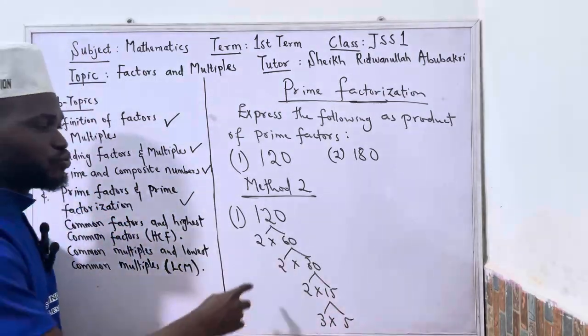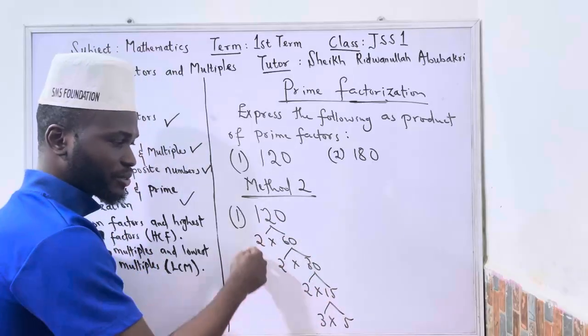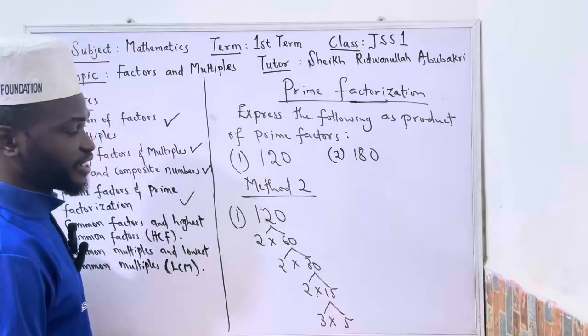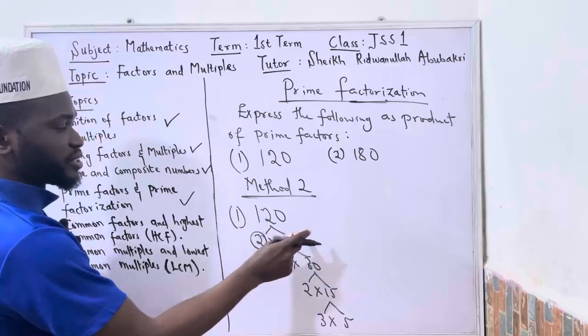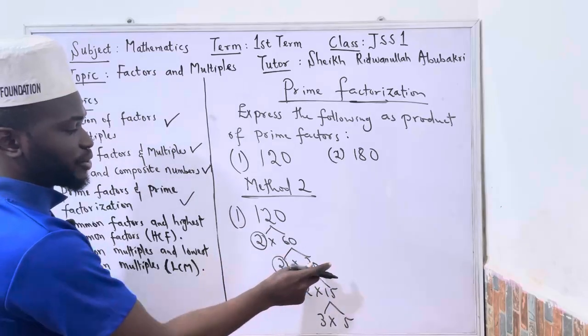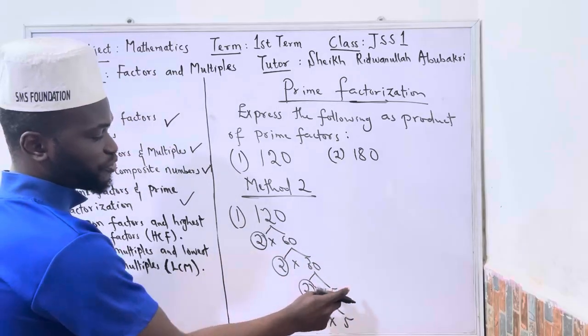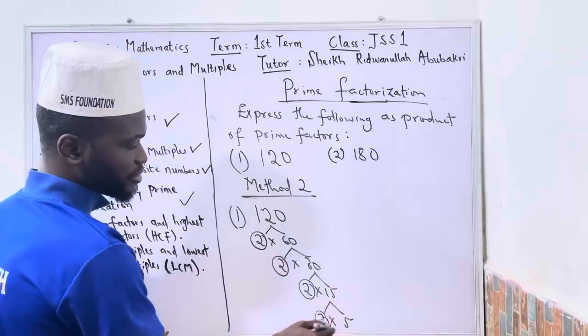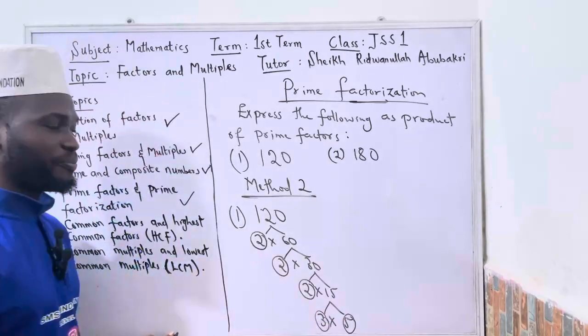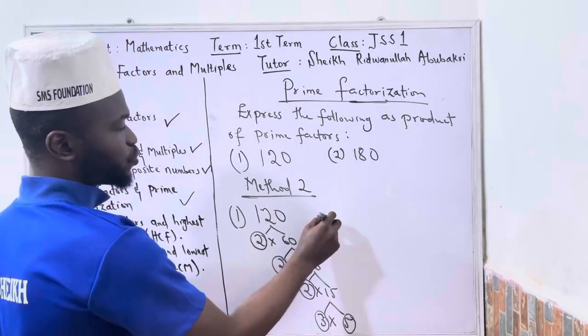Now I will just circle on this tree the ones that are prime number. 2 is prime, but 60 is not. 2 is prime, but 30 is not. 2 is prime, but 15 is not. 3 is prime, and 5 is also prime. Then I will just multiply those ones together.